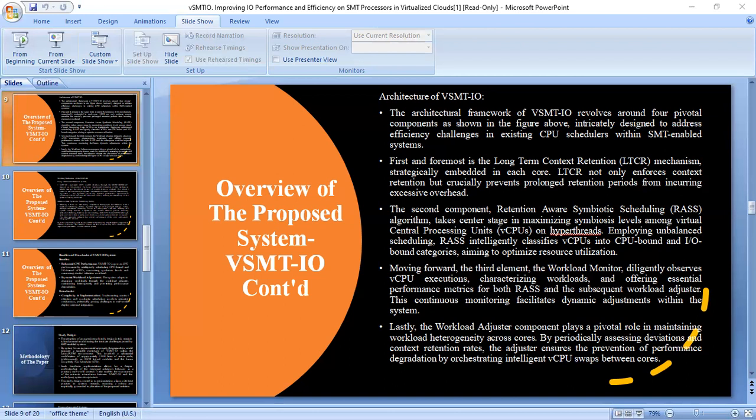Coming to the retention-aware symbiotic scheduling, RAS in short, which focuses on maximizing computation throughput. The RAS algorithm employs a two-pronged strategy. Unbalanced scheduling intelligently classifies vCPUs to ensure optimal overlap between the computation and context retention periods. This dual approach enhances overall core performance by intelligently managing the CPU resources.